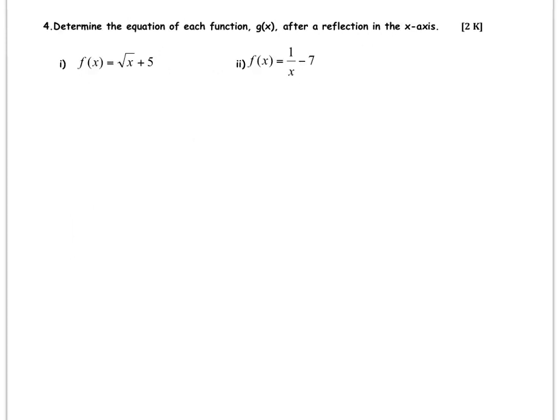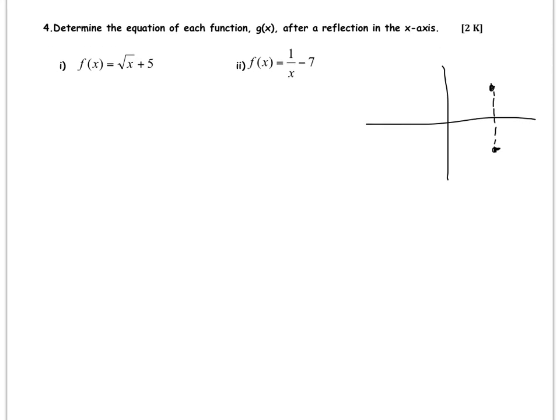The last question in your mini test was: if f of x is given in the following forms, we are supposed to find g of x after reflection in the x-axis. As I mentioned in the class, when you are asked about the reflection of a graph on the x or y axis, always draw a point. If I reflect about the x-axis, I'm going to get a point here. Now looking at the new point, you can see that if the original point is, let's say, (x, y), the reflected point about the x-axis is going to have the same x value, but the y is going to become negative y.